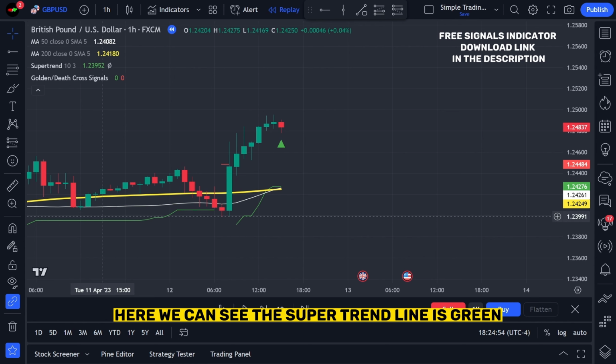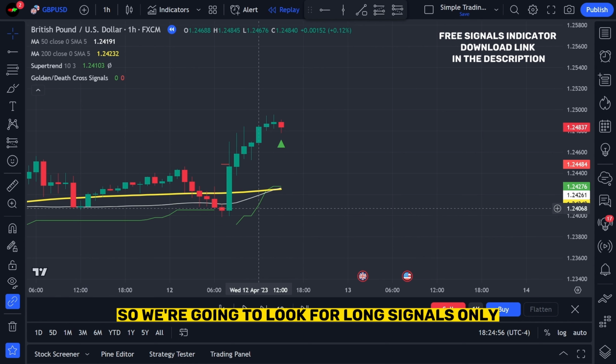Here we can see the supertrend line is green. So we're going to look for long signals only. Here we get a crossover, which is also shown by my signal indicator here. By the way, I am going to turn off these moving averages now because this indicator is making it easier for us to spot the crosses while keeping the chart clean.